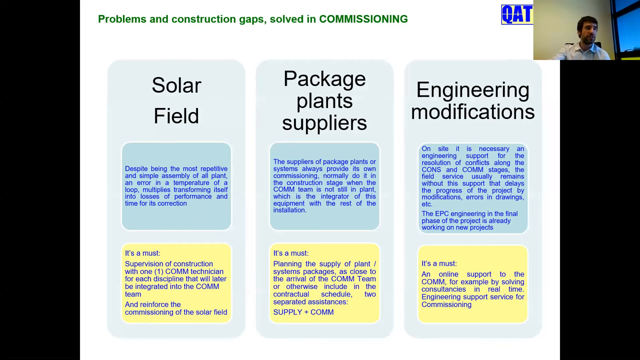sometimes we think it's very easy because it's very repetitive, very simple, but a very little mistake in a sensor, in a temperature sensor, or in the calibration of a tracker, means a lot of problems, because one mistake multiplies. When you calibrate the sensor on one loop of the solar field, you have the same loops multiplied by 50 or by 300 loops per solar field. So it's very important to pay attention in the early stage of the commissioning of the solar field. We can solve this problem by putting a commissioning supervisor along the construction.